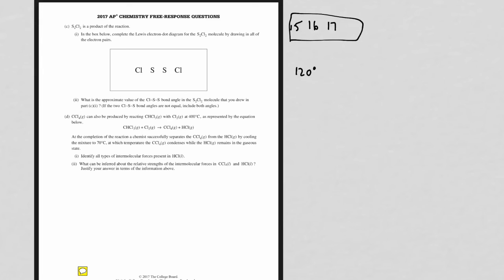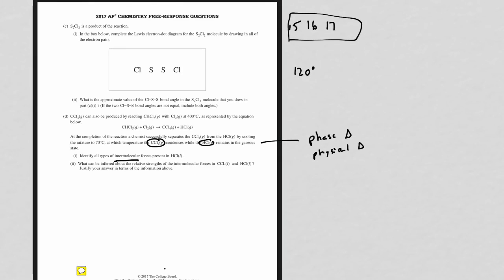All right, CCl4 can also be produced by doing this. So they give you another reaction, right? And in this one, it says after the completion of reaction, the chemist successfully separates CCl4 from the HCl by cooling the mixture to 70 degrees Celsius, at which temperature CCl4 condenses while the HCl remains in gas state. This question is about a phase change. Okay, it's about a physical change. And the substances they're dealing with are molecular substances. So if you're not seeing that those are molecular substances, everything in this question was about molecular substances, and then they ask you about intermolecular forces.